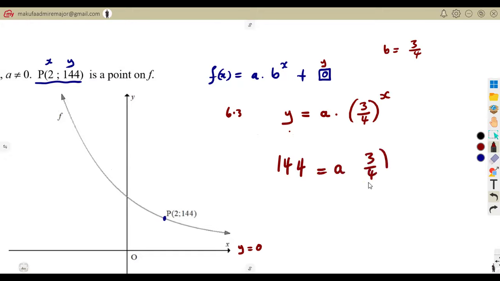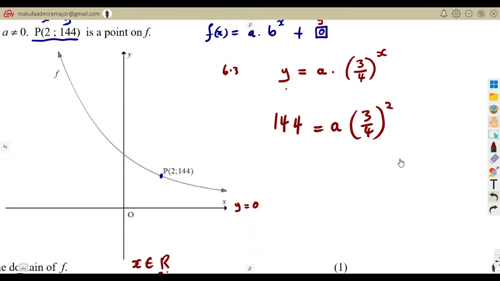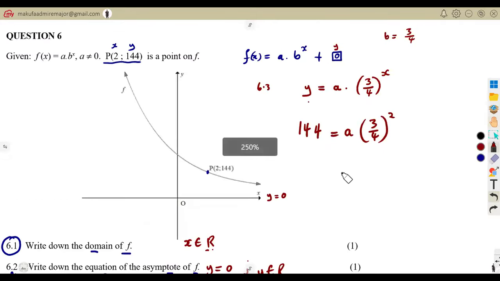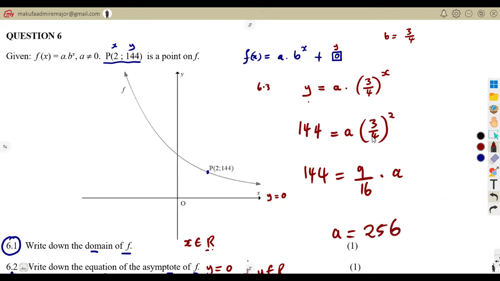Into 3 over 4 to the exponent of x, and x at that moment is what? Is a 2. So we can determine the value of a from there. We can divide by this. We can simplify 3 over 4 squared. That is going to give us 9 over 16. So that's 9 over 16 times a. Divide by 9 over 16 this side. We are going to obtain the value of a, which is 256. So that is the value of a that you're going to have, guys.